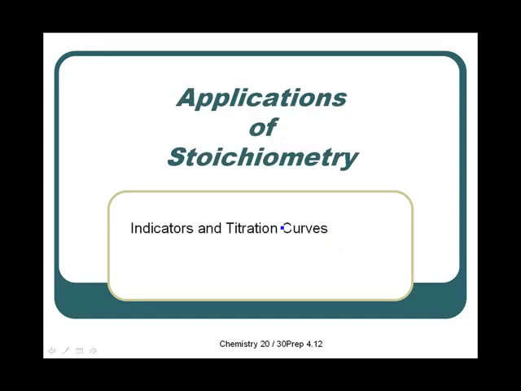Welcome to the last lecture for Chemistry 30 Prep. We're going to talk about indicators and titration curves. In your textbook it's 317 to 322.